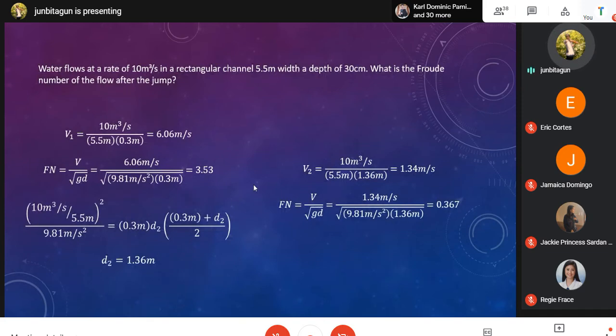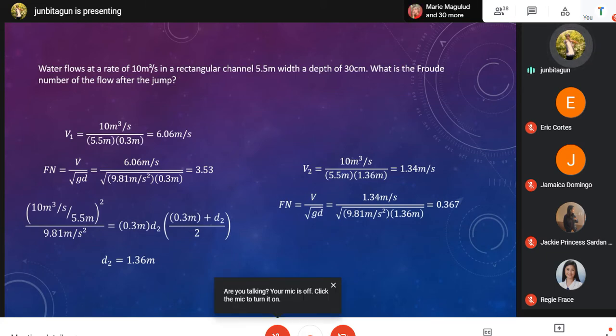Pangalawa natin ay yung nga rectangular channel na naman of depth 30 centimeters. What is the Froude number after the jump? Yun lang yung tinanong. So ito, simple lang. Kinuha ko na lang muna yung velocity, hindi ko diniretso katulad yung ginawa ko kanina. So kunin yung velocity divided by the square root of yung acceleration due to gravity, yung 0.3 na depth. So yan, kuha natin yung Froude number for before the jump, 3.53.